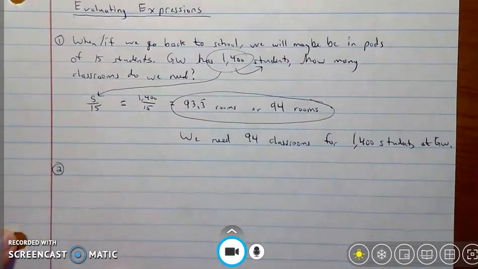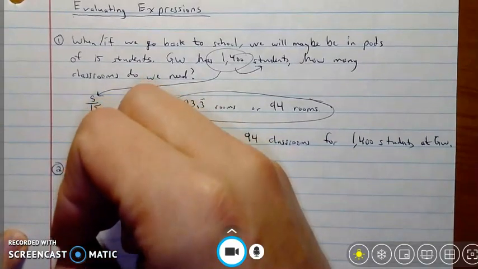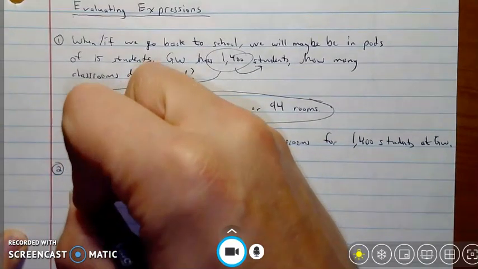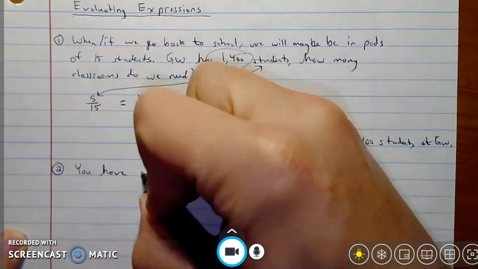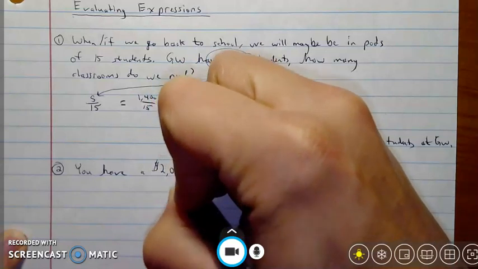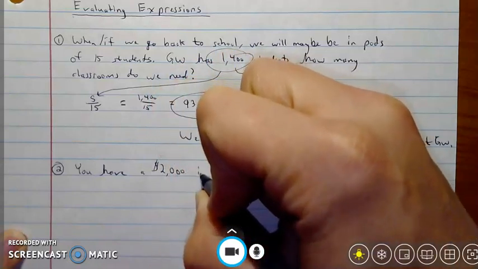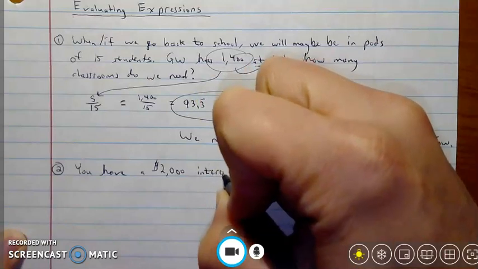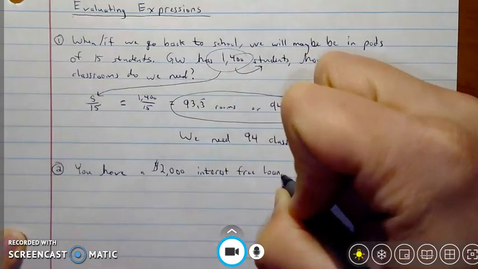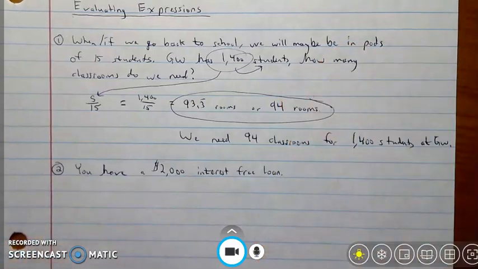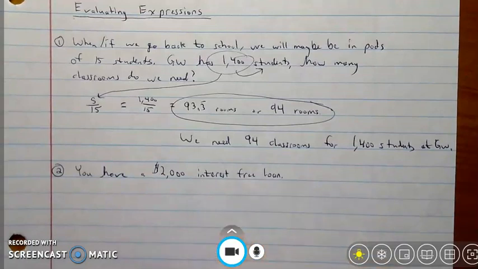So let's talk a little bit about money. This situation is really lucky. So in this situation, you have a $2,000. This is the best part right here. It's a $2,000 interest-free loan. That doesn't happen too often. Once we start talking about interest later in the year, we'll get into some of that kind of stuff. But for right now, $2,000 loan. They're not charging any interest on it.